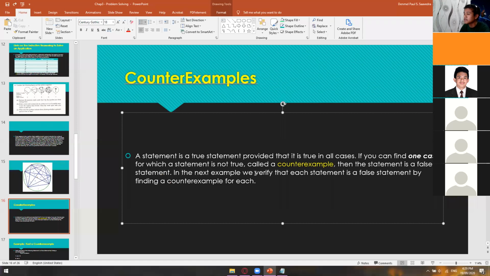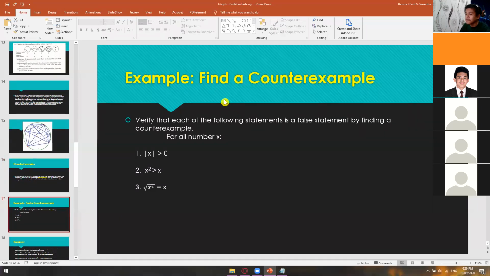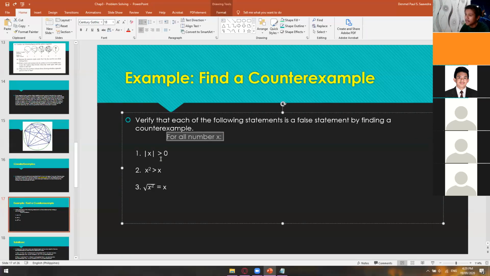So in the next example, we verify that each statement is a false statement by finding a counterexample for each. Okay? So you have here an example. Find a counterexample. Verify that each of the following statements is a false statement by finding a counterexample. So for all numbers x, sabi dito, dapat sa lahat ng x, the absolute value of x is greater than 0. So is this a true statement or a false statement?